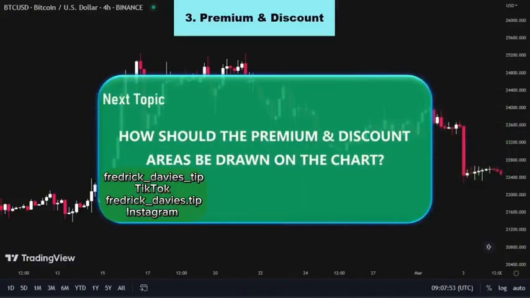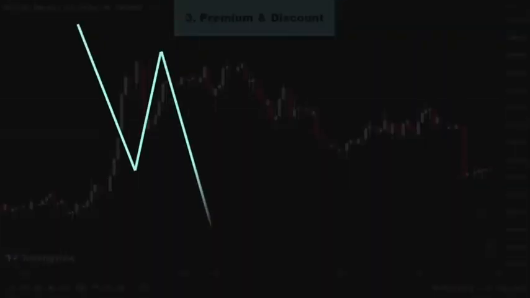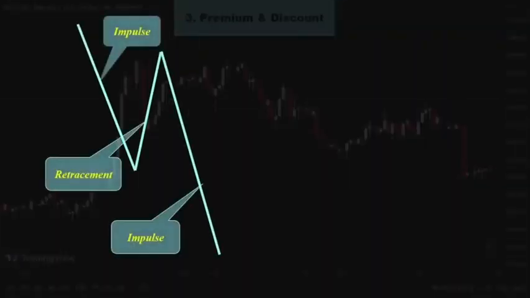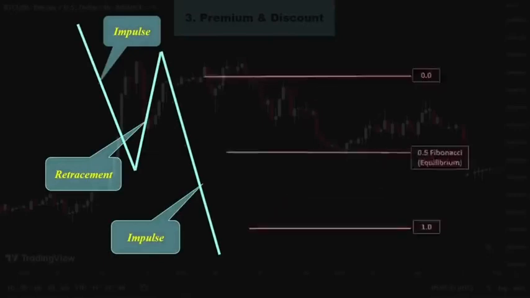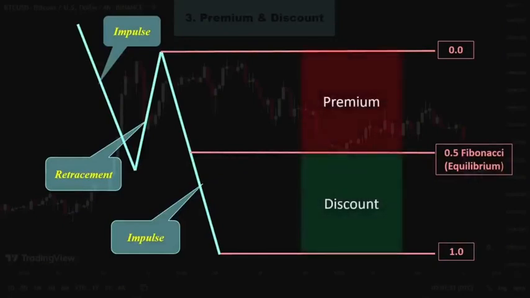How should the premium and discount areas be drawn on the chart? To identify premium and discount areas on the chart, the Fibonacci tool can be used by connecting the swing high and swing low of the price. The zone located below the 0.5 Fibonacci level is known as the discount zone, while the zone above the equilibrium line is known as the premium zone.